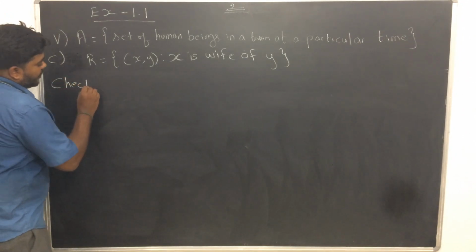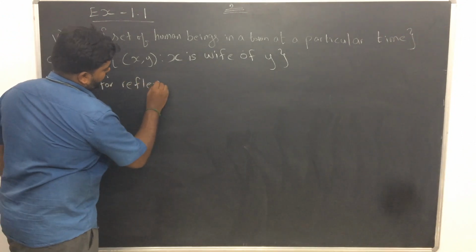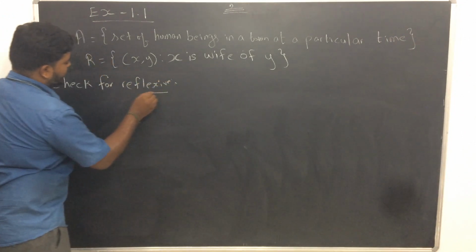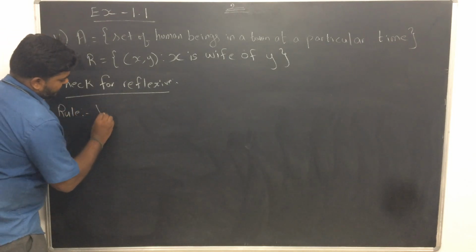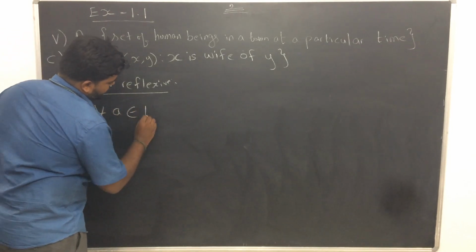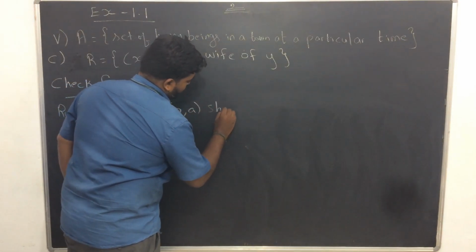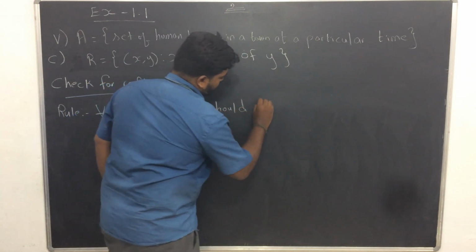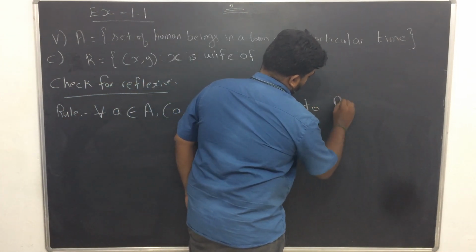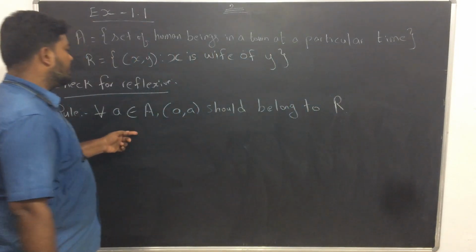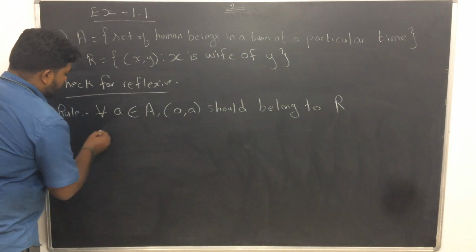Check for reflexive. So what is the rule for reflexive? We know the rule for any relation to be reflexive is for every a belonging to set A, the ordered pair of the form a comma a should belong to R. Okay, this is the condition for a relation to be reflexive. Now, let's start the answer.